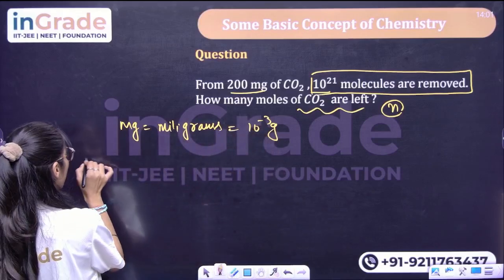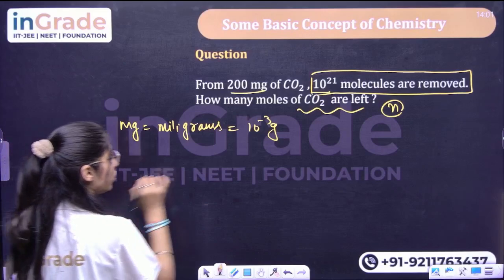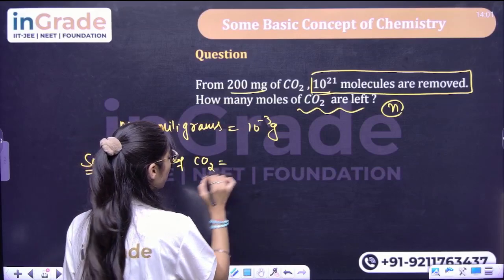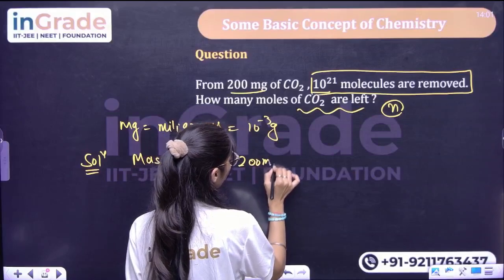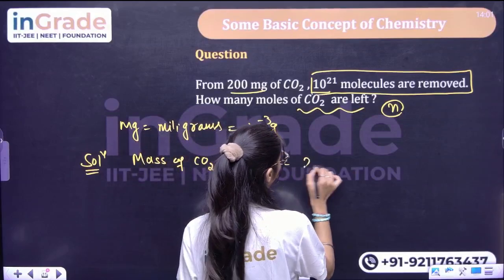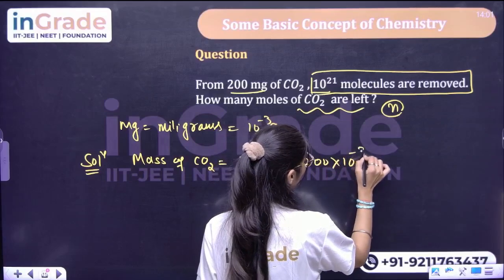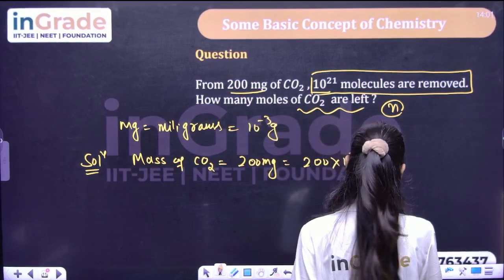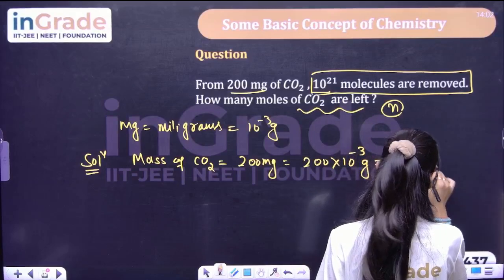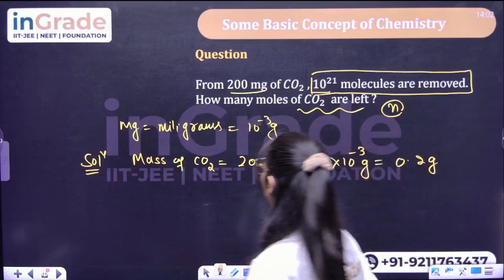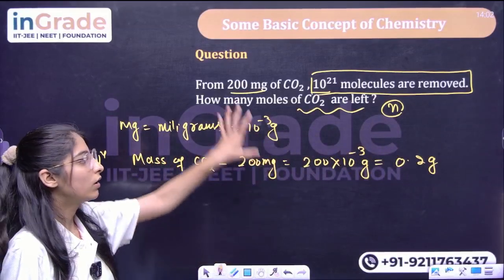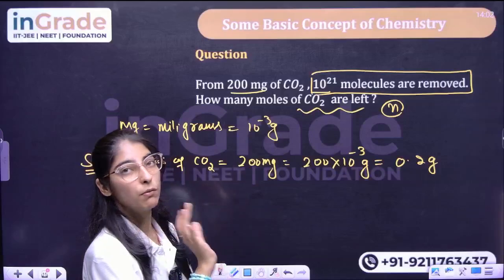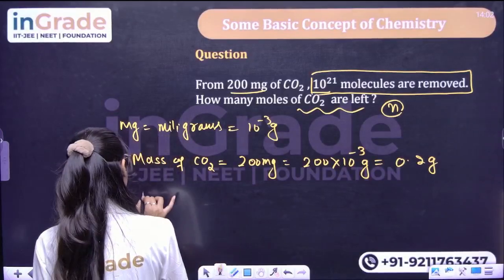See students, here I am writing the solution. In solution, we know that mass of CO2 is equal to 200 mg, and in the form of gram, I am writing it like 200 multiplied by 10 to the power minus 3 gram, which is simply equal to 0.2 gram. So this much CO2 is present in this question. Now we have to calculate the mass of 10 to the power 21 molecules. So how are we going to do this?